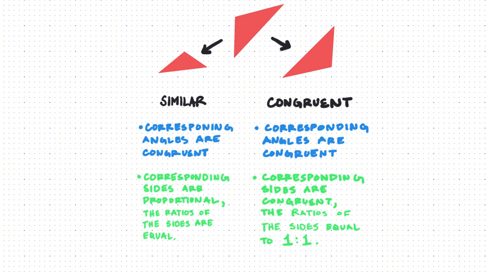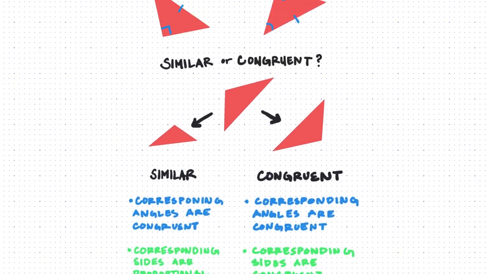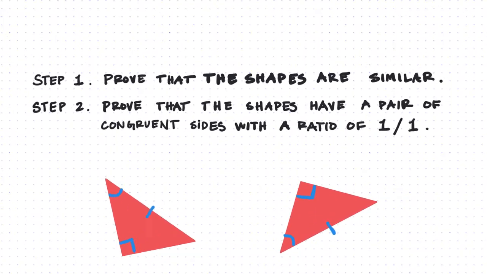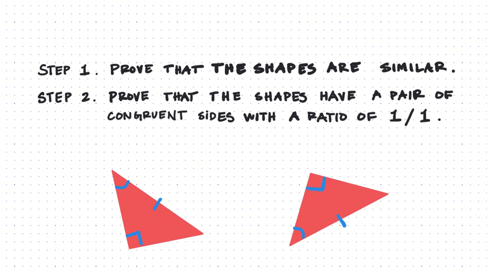Well, we have this method up here. If we want to prove shapes are similar or congruent, we want to use these two steps. Let's go ahead and zoom in on this example up here at the top. So to prove if shapes are congruent or not, we have step 1, prove that they are similar. If we could prove that the shapes are similar, then we will automatically know that all the sides are proportional and all the angles that are corresponding are congruent.